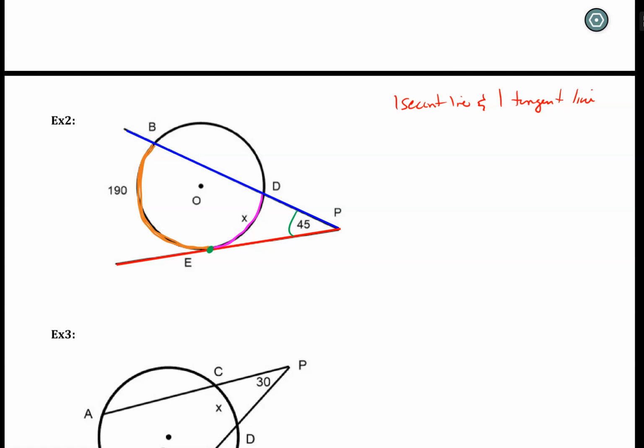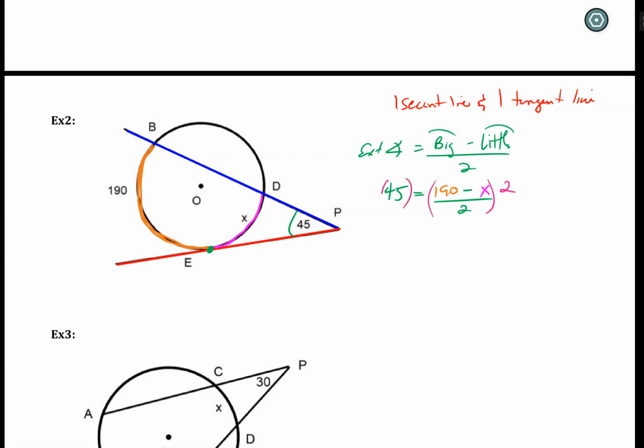If we're looking for the X value, notice the X is one of the arcs. So again, the exterior angle equals big arc minus little arc, all divided by 2. In this case, we have that exterior angle: it's 45. The big arc is the arc further away from the exterior angle, that's 90. We're going to subtract the closer arc, which is the small one, which is X, and all of that divided by 2. Solving for X here, I'm going to multiply the entire right side by 2.